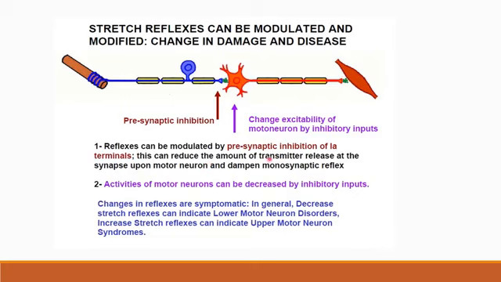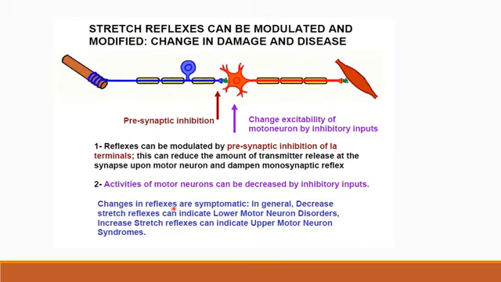So we have seen the presynaptic inhibition in our synapse class, no? So the 1A terminals are going into the spinal cord. Here what will happen? The presynaptic inhibition reduces the amount of transmitter release and dampens the monosynaptic reflex. So the activities of motor neurons can be decreased by inhibitory inputs.